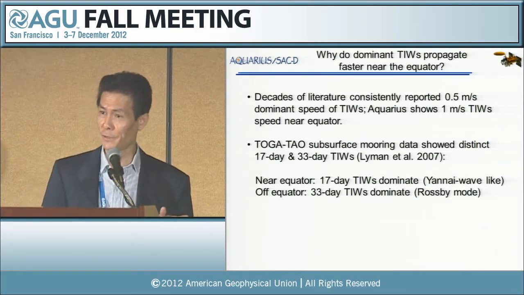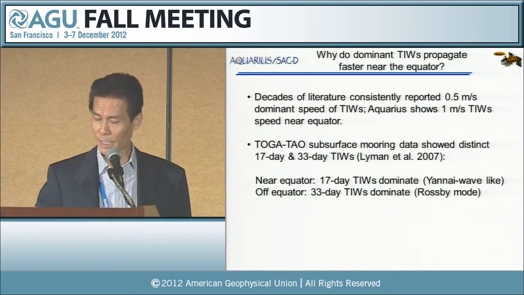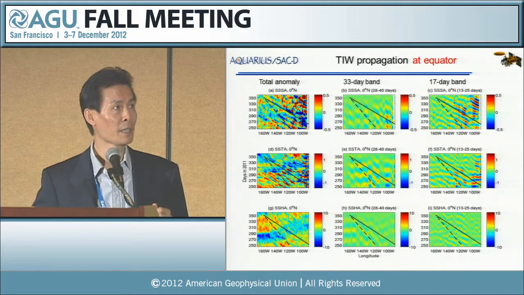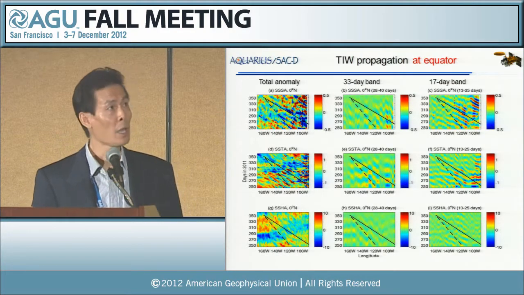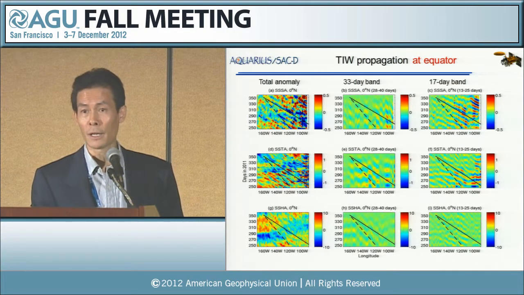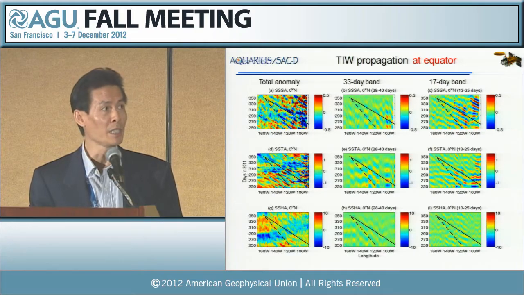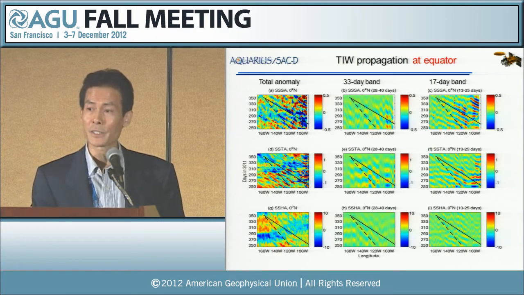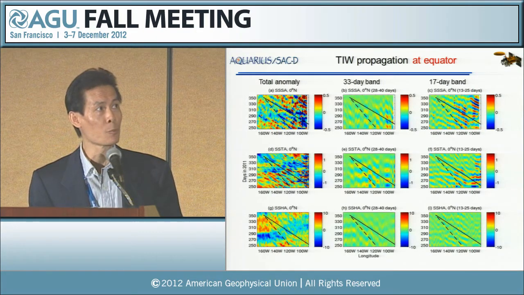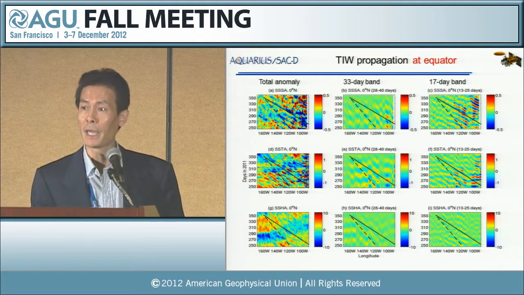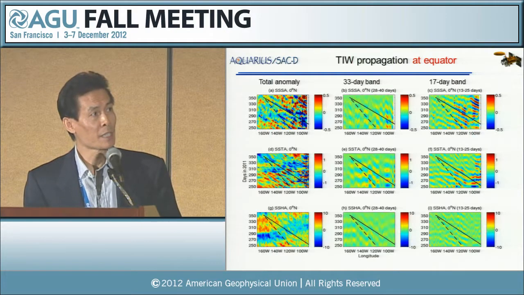So the physics are different. Let's take a look at the Aquarius data and SST and SSH data associated with two frequency bands. Shown here on the left is the total SSS, SST, and SSH anomaly. In the middle and the right-hand side, I show the same distribution, but for the 33-day band and the 17-day band.